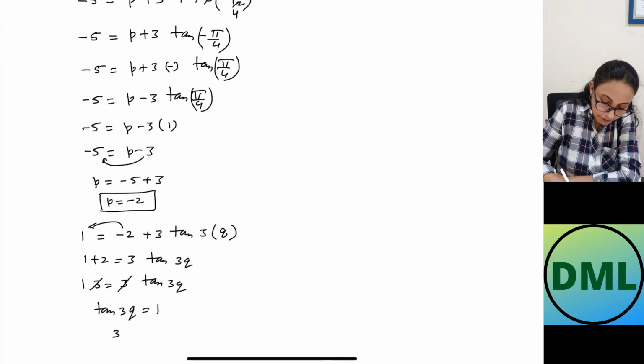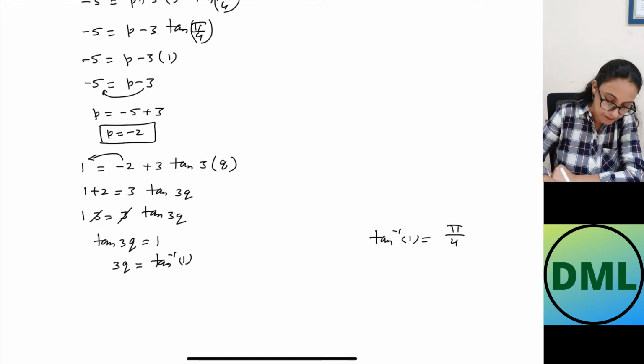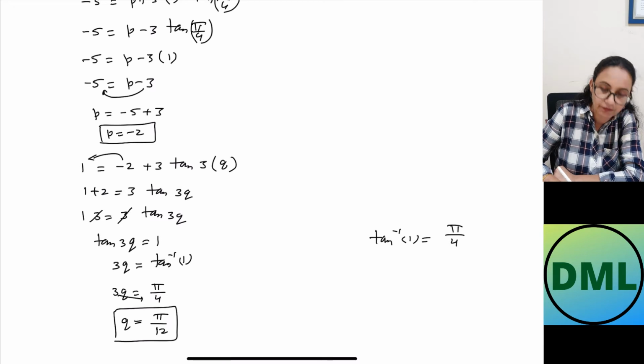So if you have to find out the value of 3q, that means I have to take the tan inverse of 1. So we know that tan inverse of 1 is pi by 4. Let's substitute the value here. So 3q is equal to pi by 4. So if you divide this on this side, q will be pi by 12. So that will be your answer for q.